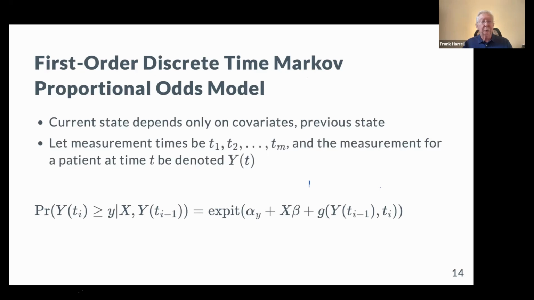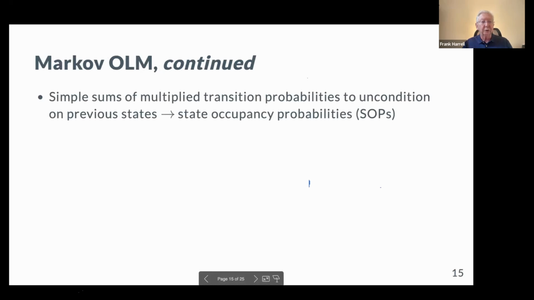So the current state depends only on covariates, and your measurement times are T1 to T sub m, and that gives rise to this model. The assumptions are transparent. The assumptions are verifiable. So those are all key ingredients of the model. And then until you get into the state occupancy probabilities, you're using just standard software to fit the model.